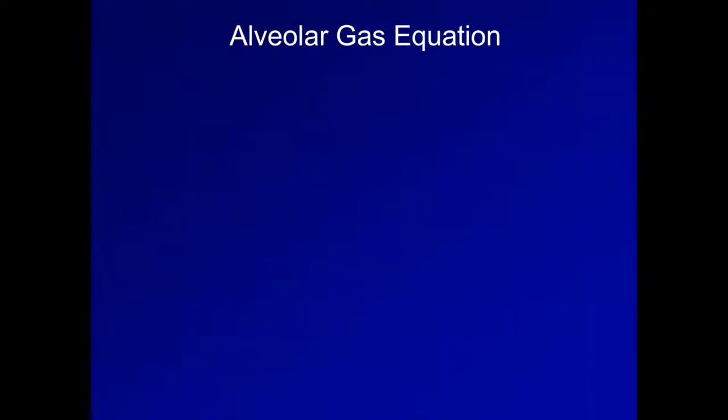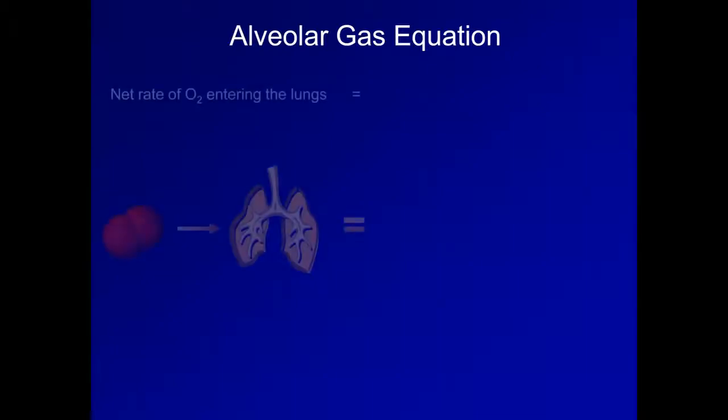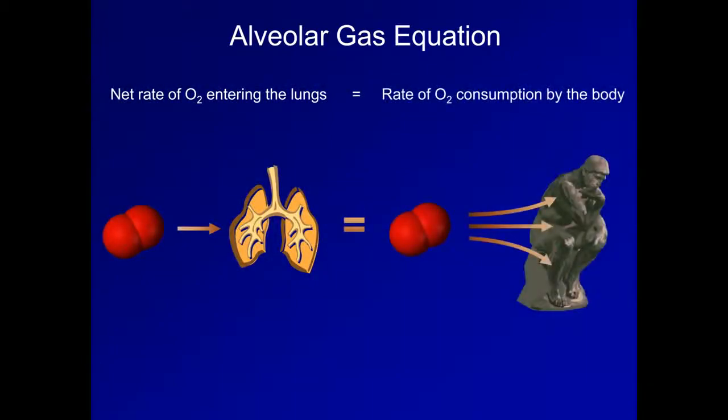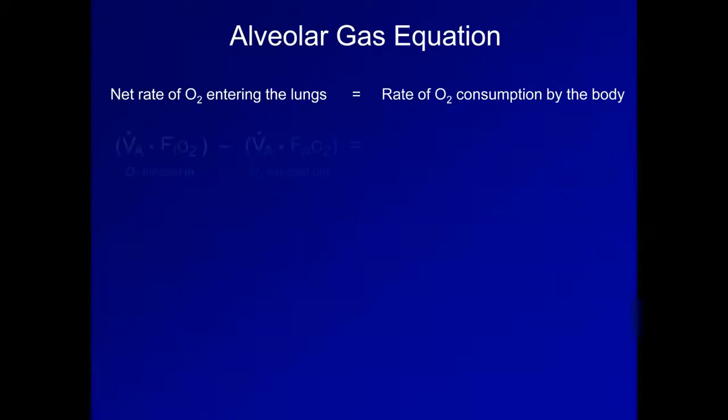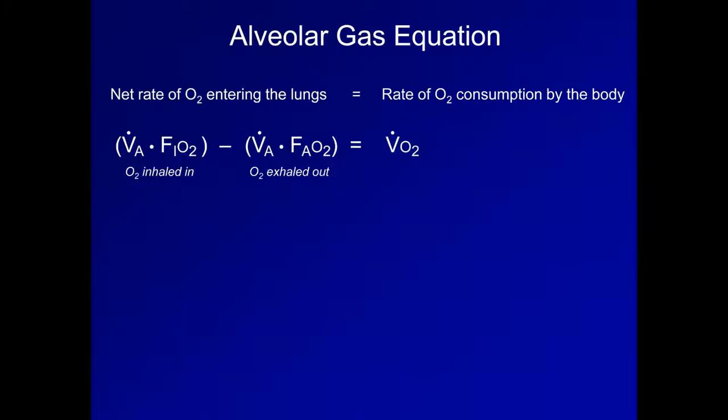Turning to the alveolar gas equation, which was originally known as the alveolar air equation, it is a means to calculate the partial pressure of alveolar oxygen, from which we can calculate the AA gradient. Its derivation utilizes the fact that the net rate of oxygen entering the lungs must equal the rate of oxygen consumption by the body. The net rate of oxygen entering the lungs is equal to the oxygen inhaled, which is alveolar ventilation times the fraction of O2 in inspired air, minus the alveolar ventilation times the fraction of O2 in alveolar air. This is equal to V dot O2, which is the rate of oxygen consumption by definition.